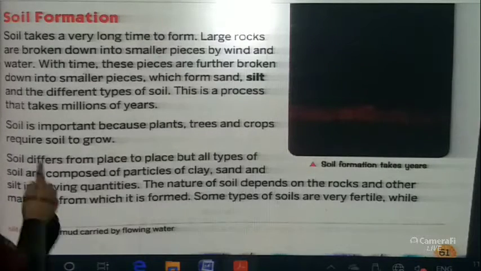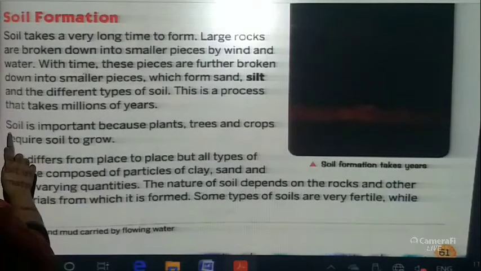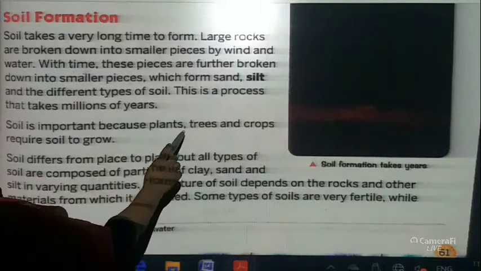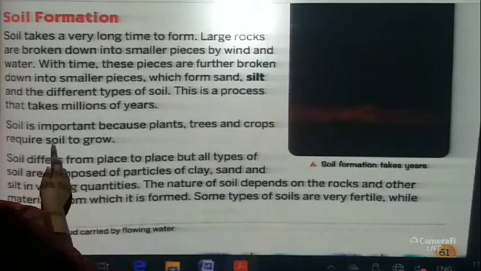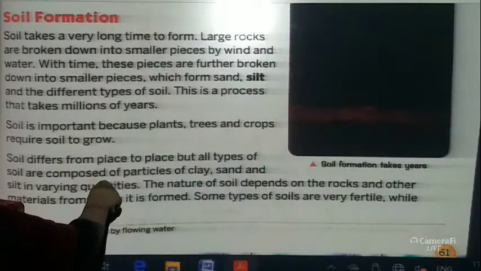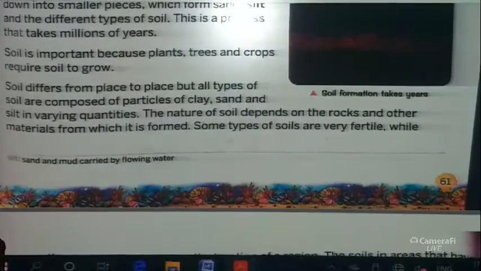Okay. So, till here. Soil is important because plants, trees and crops require soil to grow. Why is soil important? Because of plants, trees and crops to grow. And not only that children, also we live on this soil. We have to build our house on this soil, land.